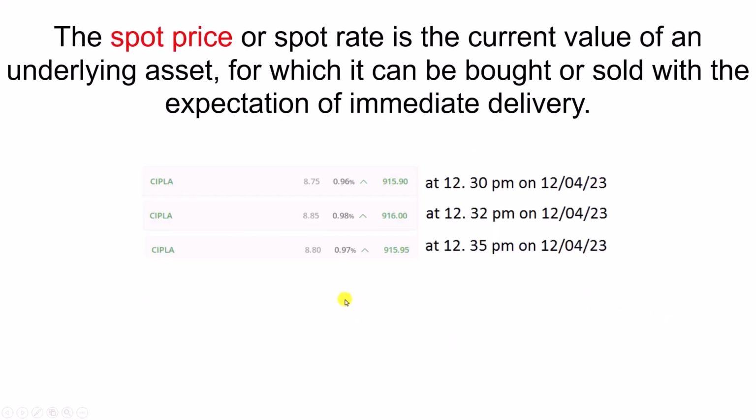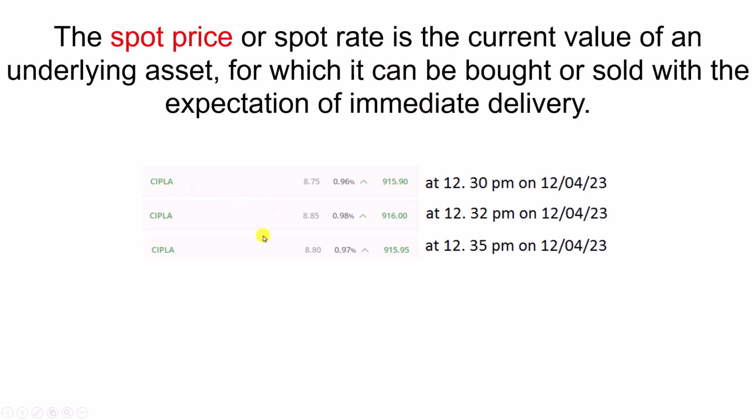First, before we learn how the future price is calculated, we need to know what spot price is. This is the definition of spot price. Spot price or spot rate is the current value of an underlying asset for which it can be bought or sold with the expectation of immediate delivery. So, in simple words, let me explain it to you.